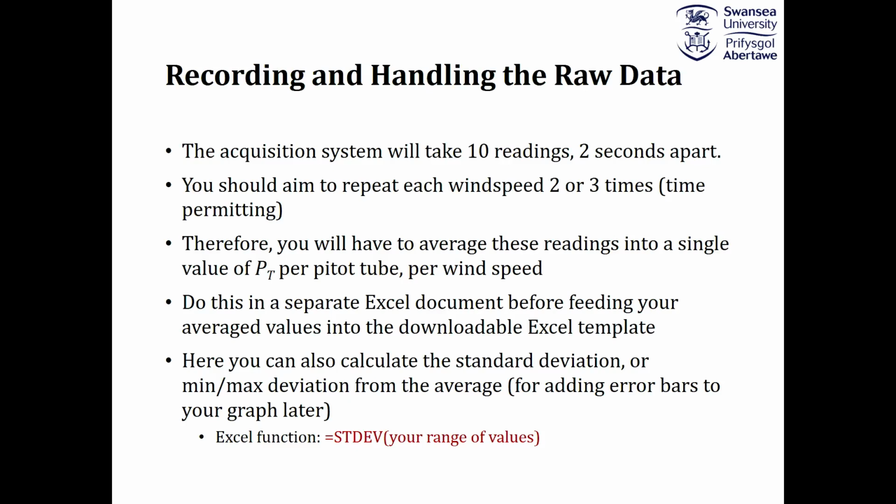Okay, while you're doing this in that spreadsheet that you're going to do yourself, you might as well calculate the standard deviation so you can get some idea of the error, the deviation from the average reading in each of those pitot tubes. And that will be useful later when you compare the error in your measured data against the theoretical data. Okay, the Excel function for doing standard deviation is there on the board, just equals STDEV, and then your range of values. Not really much effort required there.